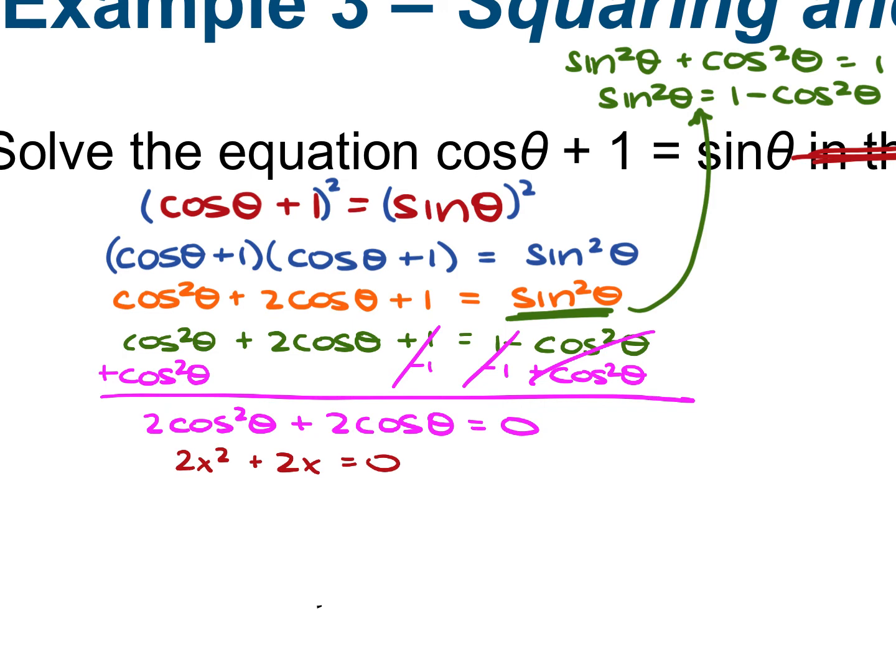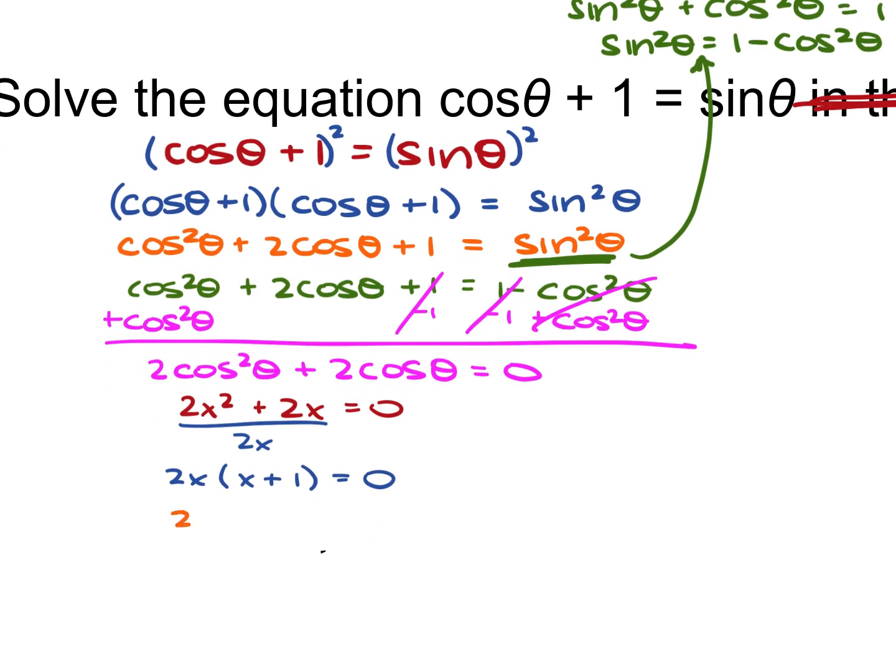Both terms have a 2x. So factor out a 2x from both of them. This is going to leave us with 2x times x plus 1 is equal to 0. Set them both equal to 0. We have 2x is equal to 0 and x plus 1 is equal to 0. Divide each side by the 2 to get x by itself. You get that x is equal to 0. Subtract each side by 1 to get x by itself. You get that x is also equal to negative 1.